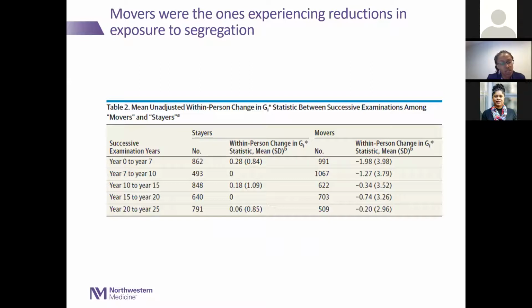And we also saw that a lot of those moves were made to less segregated areas. This is looking at within-person change in segregation scores between successive exams for people who stayed in the same place and for people who moved. There's not really much change in the segregation score for people who stayed, but for people who moved, and especially in that first 7-year period, they moved to much less segregated areas. So it fits that model that demographers have shown with the Black pioneers moving into less segregated neighborhoods with the opening of these housing markets.